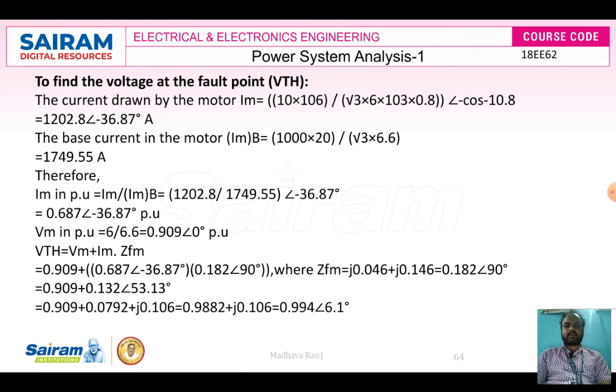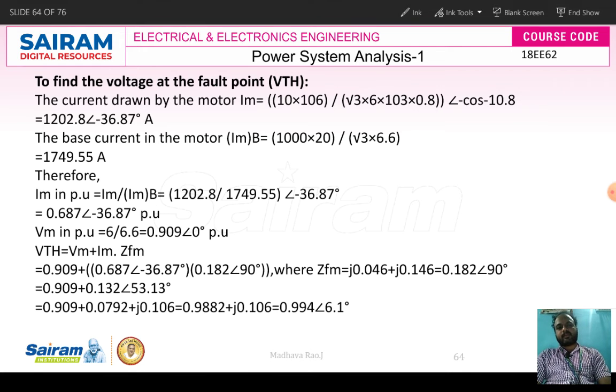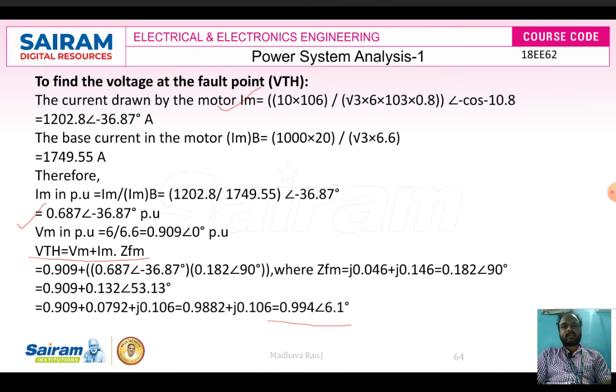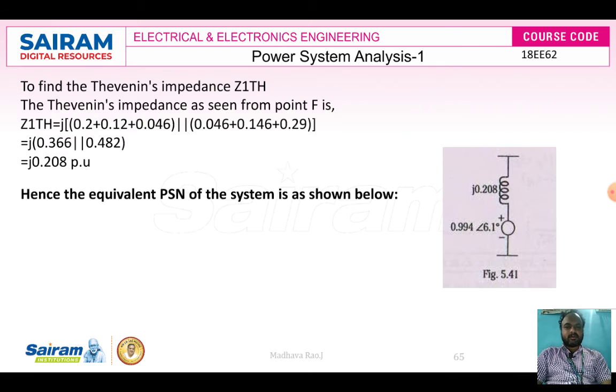VThevenin is equal to Vm plus Im into Zm. So we have a formula. First we will find out Im and Pm. Finally, the VThevenin voltage is equal to 0.994 at an angle of 6.1 degrees. So this is the VThevenin.